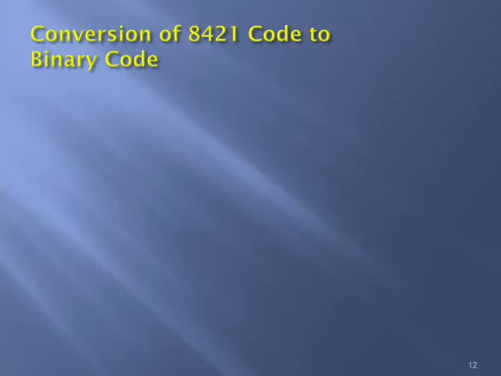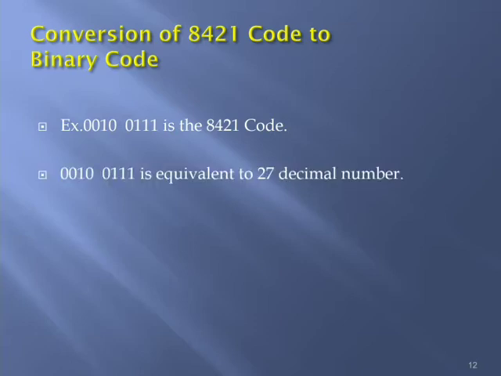Next, its opposite conversion, that is conversion of 8421 code to binary code. Given an 8421 code, we need to convert it into binary code. For that I am taking an example, 0010 0111 is the 8421 code, and again the same procedure. First you need to write this 8421 code as its equivalent decimal number. So 0010 means 2, and 0111 means 7. So its equivalent decimal number is 27.